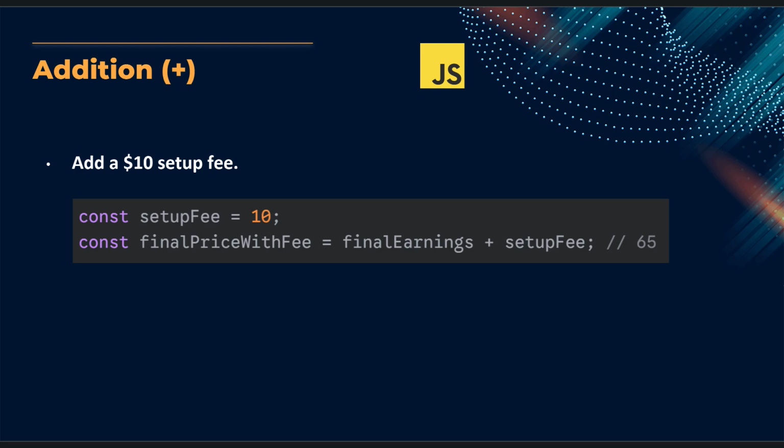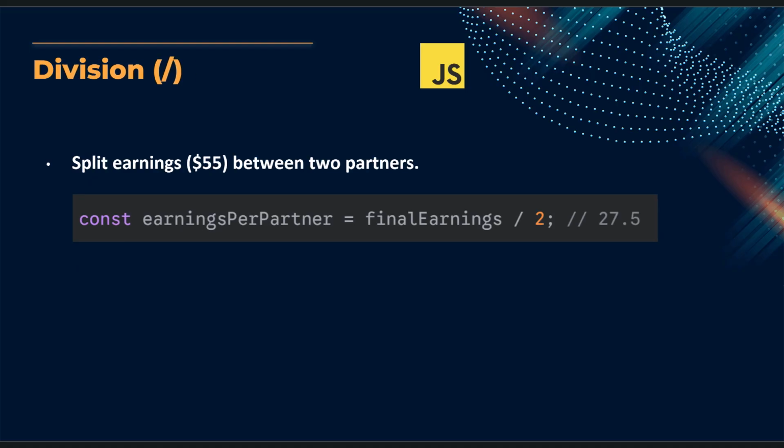We also have other key arithmetic operators, addition. For example, if you wanted to add an initial setup fee of $10, you can define a variable named setupFee that equals 10. Then, finalPriceWithFee = finalEarnings + setupFee. That plus sign is actually the addition operator. finalPriceWithFee would become 65.